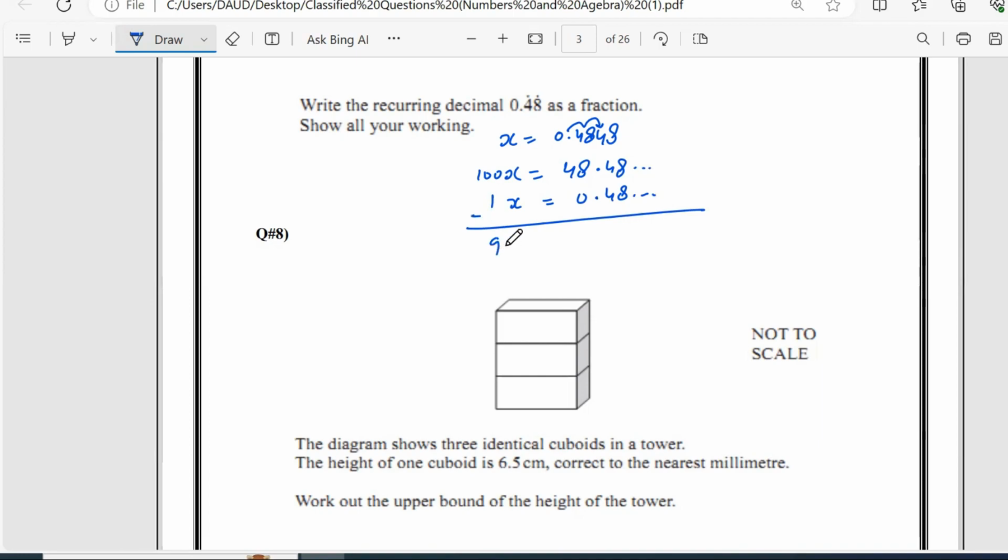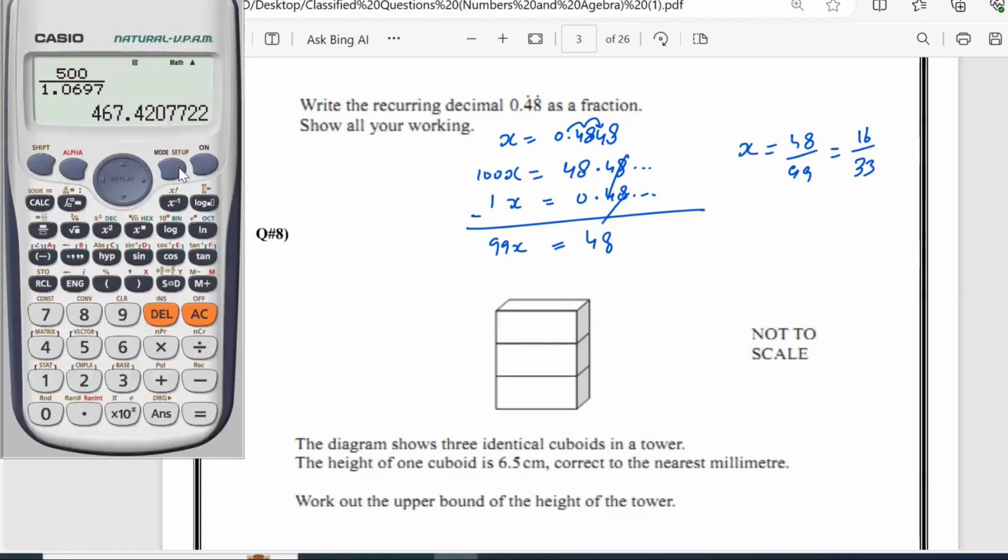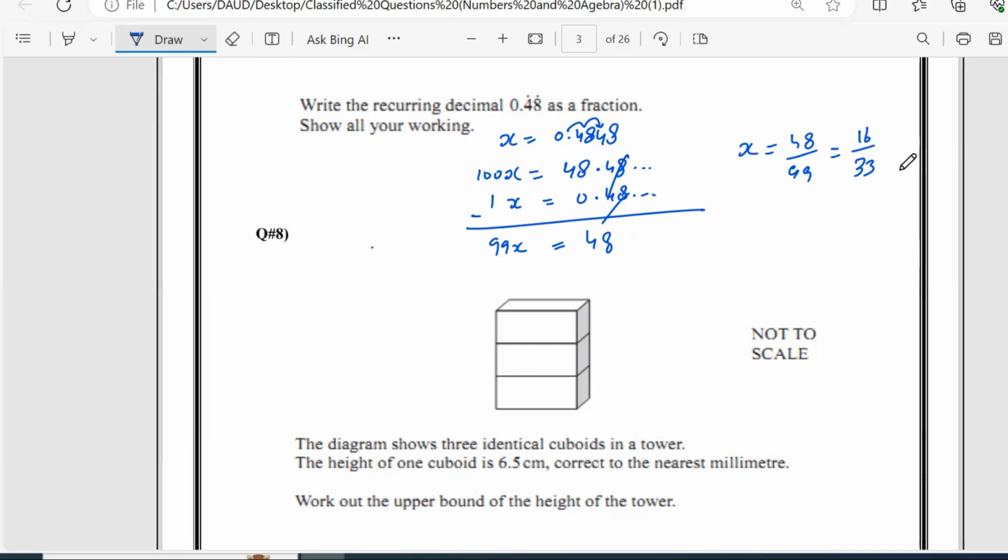Once you subtract, it is 99x. And after subtraction, you will have 48. So next step, x is equal to 48 over 99. Both are divisible by 3, so 16 over 33. And we can also check that the fraction 16 over 33 gives us the same answer. Yes, 0.484848. So I hope you get it. This is our final simplified answer.